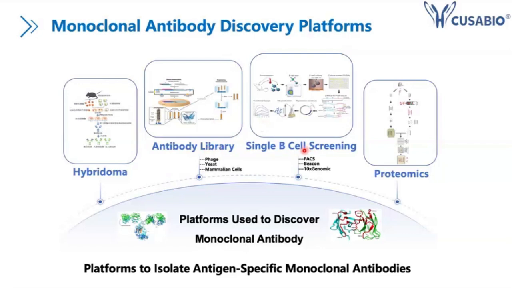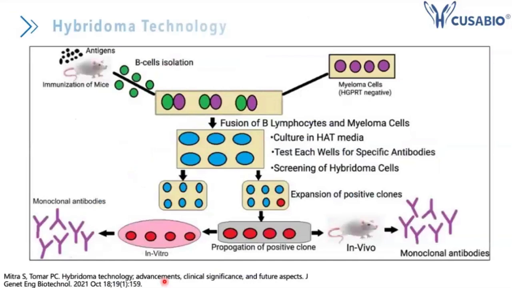From there, we also have the phage, and some novel instruments like the Beacon and 10x Genomics strategy. And after that, there is another one, proteomics. I think it's pretty expensive, yeah. But whatever, altogether, these different platforms made great contributions to monoclonal antibody development. So the idea for all of this is to isolate antigen-specific monoclonal antibodies, and from there we can develop them into new drugs. So let's go over them one by one very quickly.